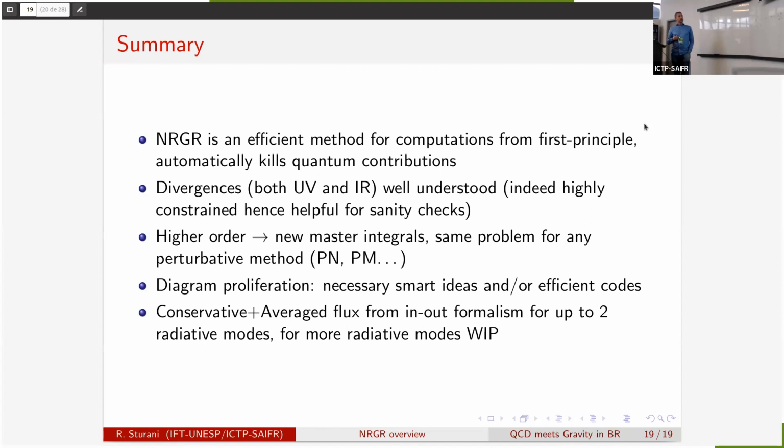And then again, whenever you have up to 2 radiative modes, things go smoothly. When you have more than 2 radiative modes, in principle, we have a framework to treat them. It's just for the initial formulas for the Kelvin variable formulas. So in principle, it's all there. In practice, it doesn't turn out quite correct. So we're still working on it. And that's it.